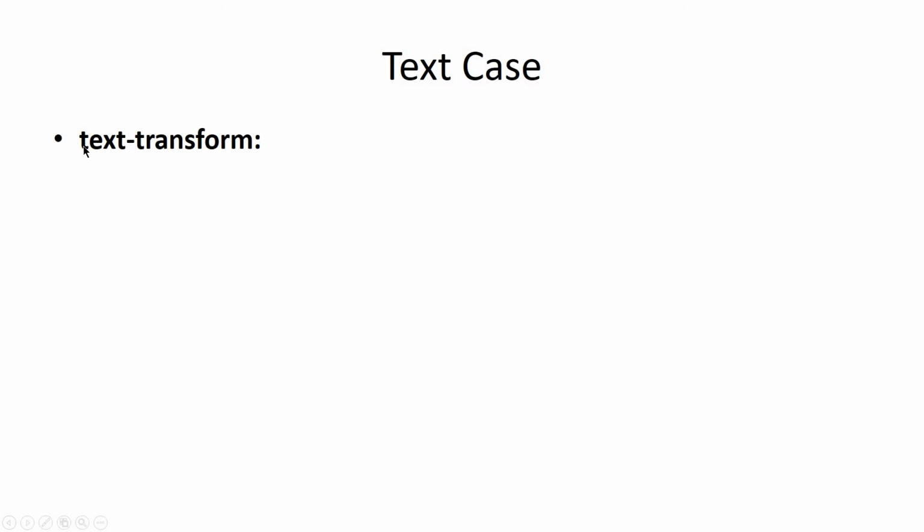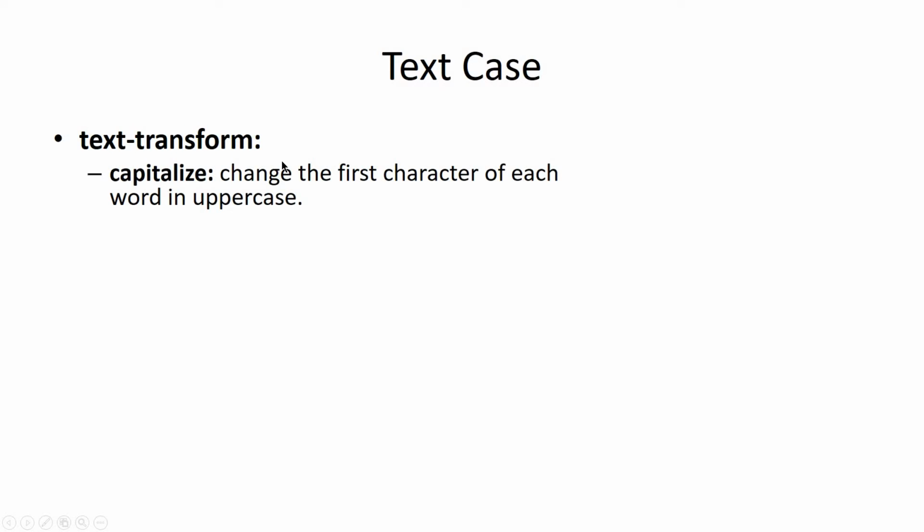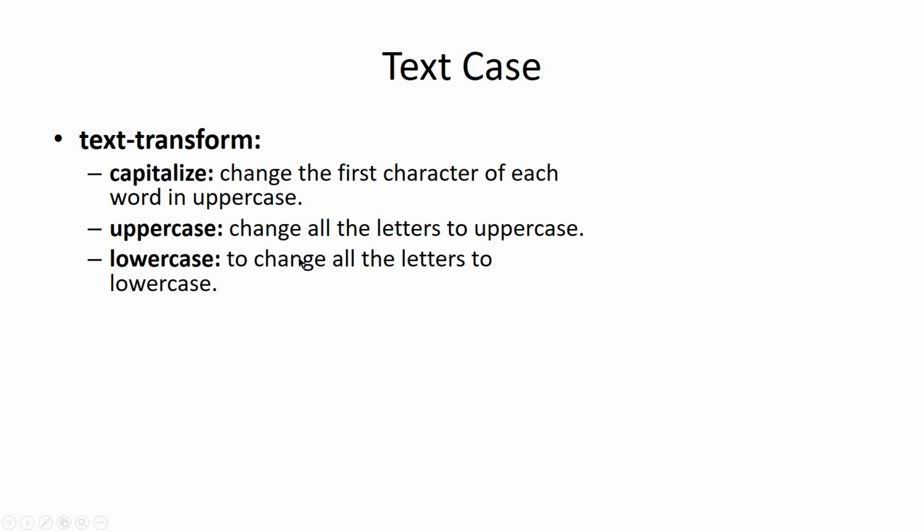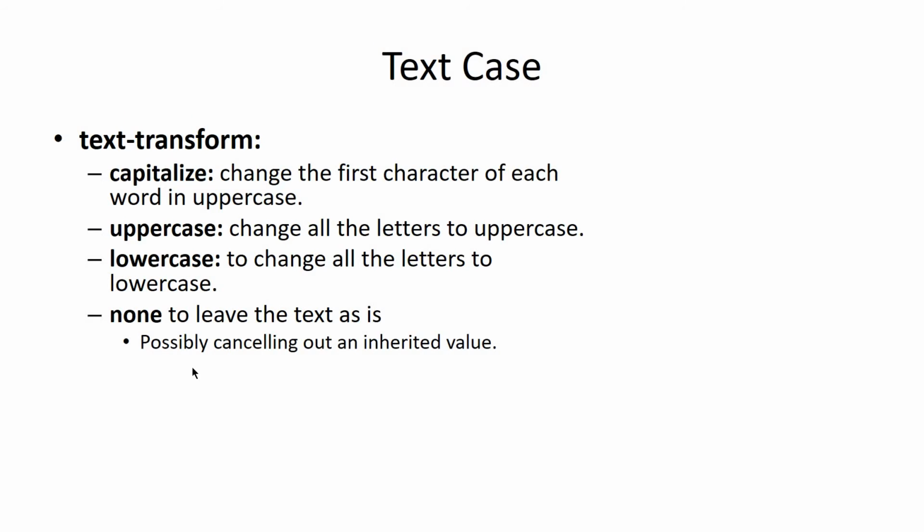Okay, the property to use is called text transform, and there are a few possible values. You can say capitalize, which will change only the first characters into uppercase, which can be useful for titles. And then you can use uppercase, which will change all the letters to uppercase, and lowercase, which changes everything to lowercase. And finally you can have none, so apply no changes to the letter case. This can be used when you are trying to cancel out an inherited value.